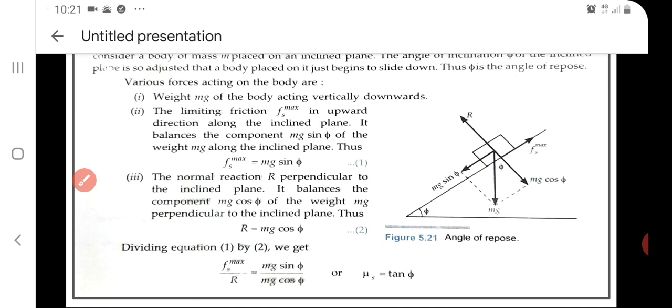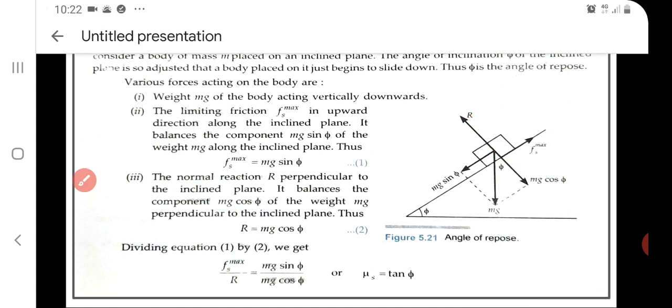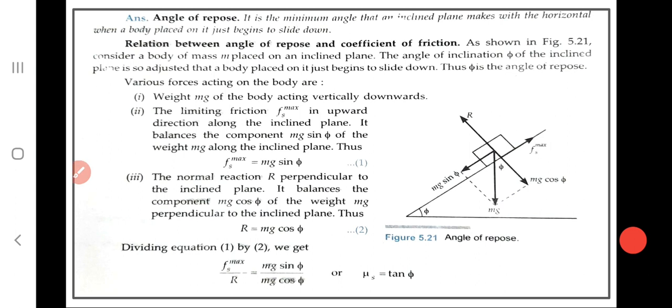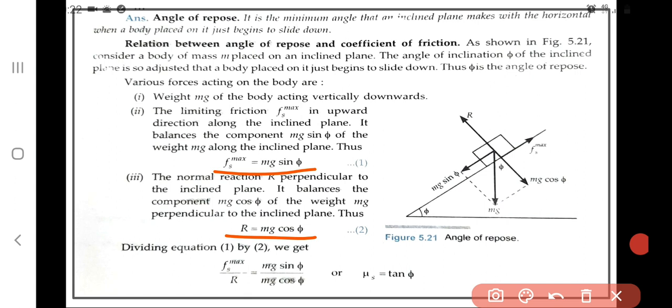Now coming to the second equation. To get the second equation, we have to apply the condition of equilibrium in a direction perpendicular to the inclined plane. So we have two forces: R, the normal reaction perpendicular to the plane upwards, and mg cos phi opposite to it. Since the object is in equilibrium, both forces are equal in magnitude, so R is equal to mg cos phi. So we have two equations, one with mg sin phi and the other with mg cos phi.